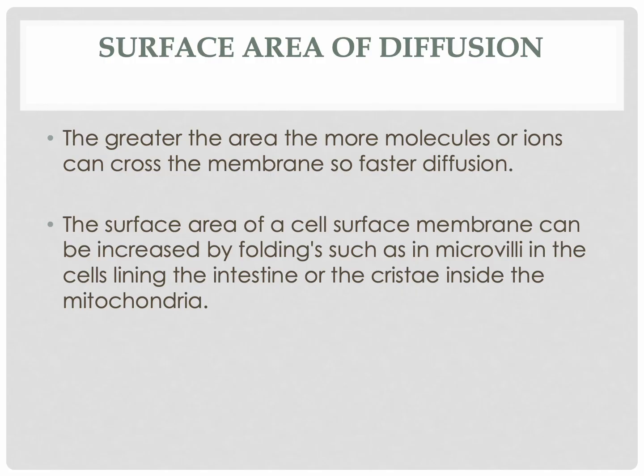The greater the area, the more molecules or ions that can cross the membrane, so a faster diffusion. The surface area of a cell's surface membrane can be increased by foldings, such as the microvilli in the cell's lining of the intestines or the cristae inside the mitochondria. An important point is that the surface area to volume ratio gets smaller as the cell gets larger.